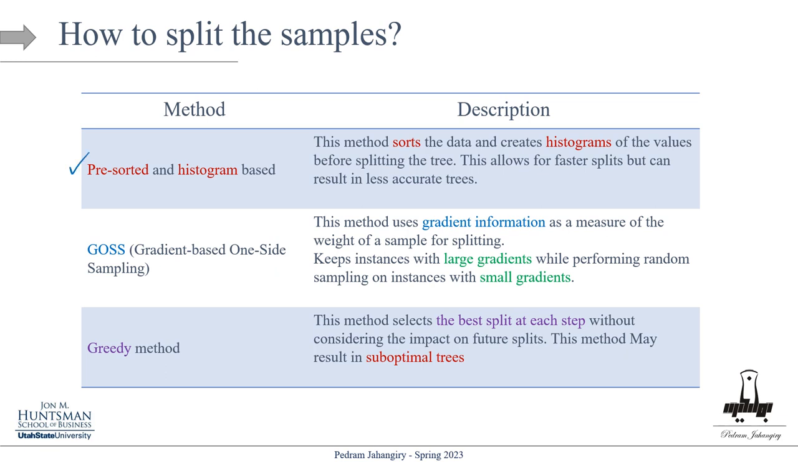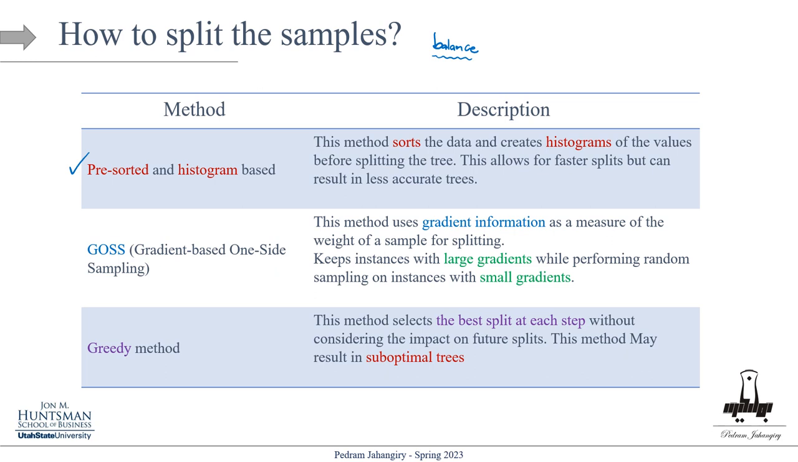As the name suggests, this method sorts the data first and creates histograms of the values before splitting the trees, right? And this is going to be a lot faster, but of course it's going to result in less accurate trees. Let me show you why. So imagine we are looking at our credit card default example, and we decided to start with the most important feature that gives us the highest information gain, which turns out to be, for example, our balance, right? And then we have to decide how we are going to split from here, right? Picking the most important feature and putting the split happen simultaneously.